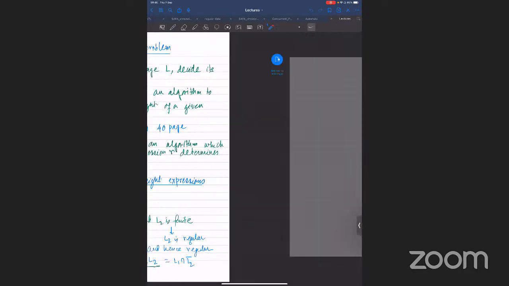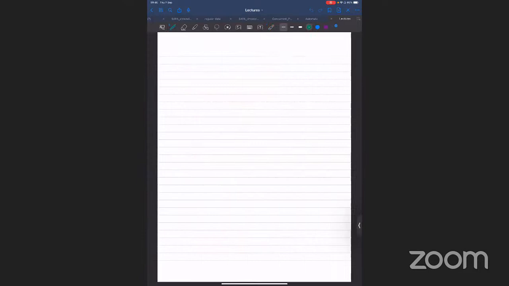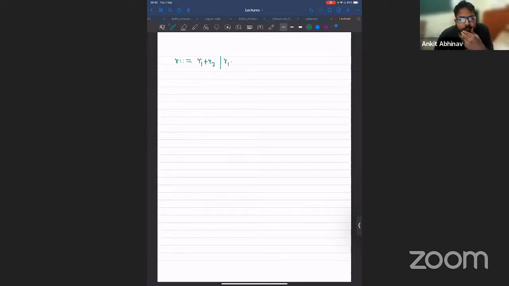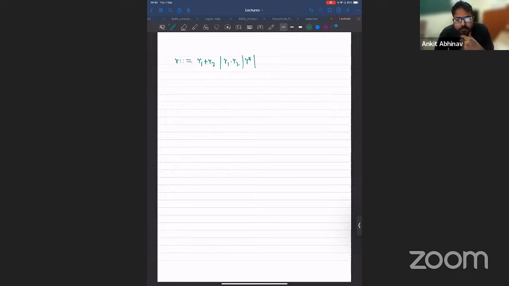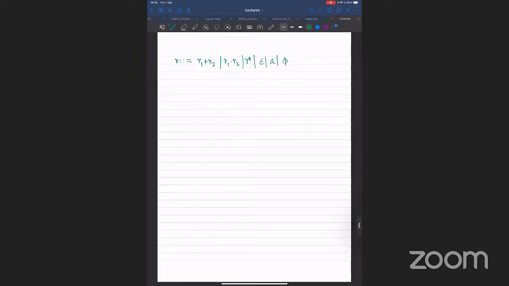So let's recall: what is the syntax of a regular expression? What all things do you have? You have plus, concatenation, and star. What else? Empty set. Exactly. So we also had the base cases: epsilon, a, and empty set. This part is what we call a regular expression.